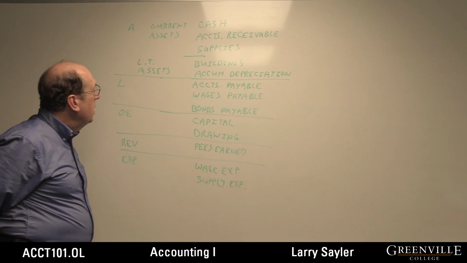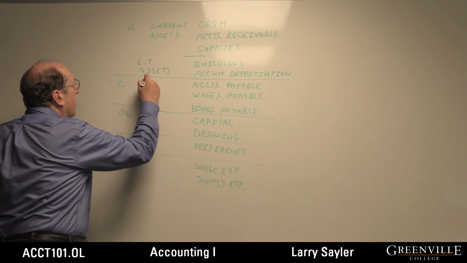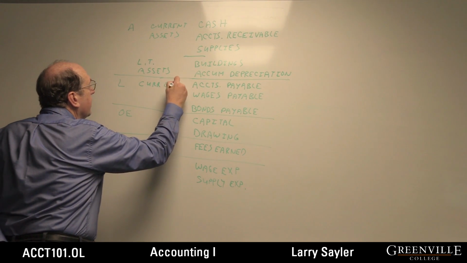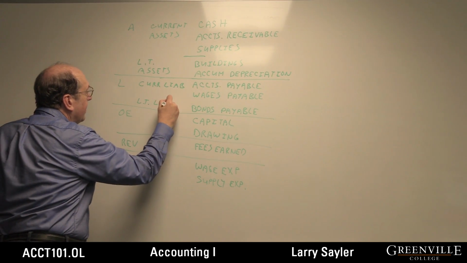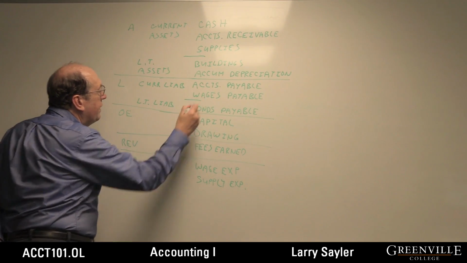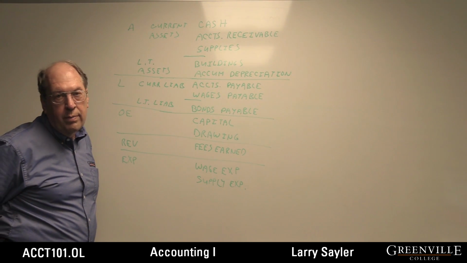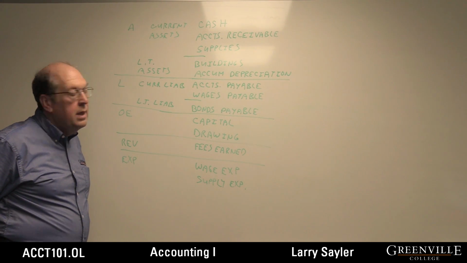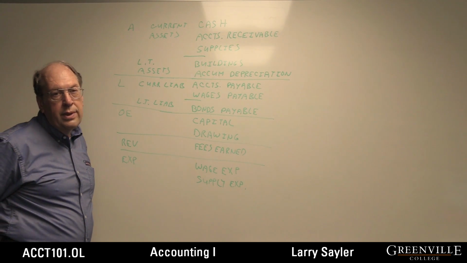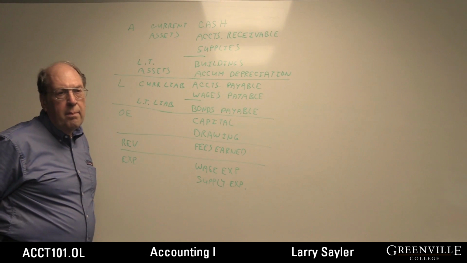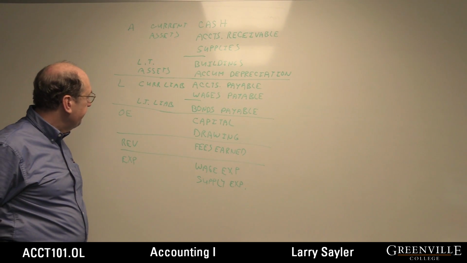Similarly, liabilities are split into 2 accounts: current liabilities and long-term liabilities. You're a pretty smart person. You've got this figured out. A current liability is something that you're going to pay within the next 12 months. A long-term liability is you're going to pay more than 12 months later. So accounts payable and wages payable, you'll pay within the next 12 months, probably pay next month. Bonds payable, if you borrow money, you may pay it over 10 or 20 or 30 years.